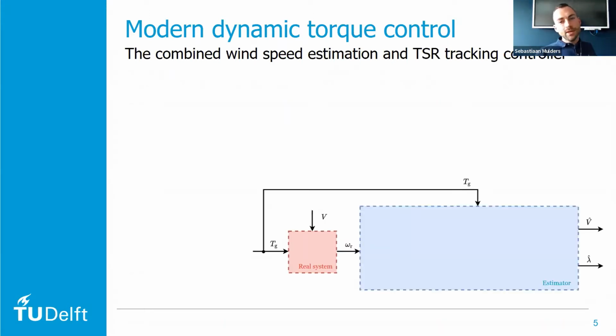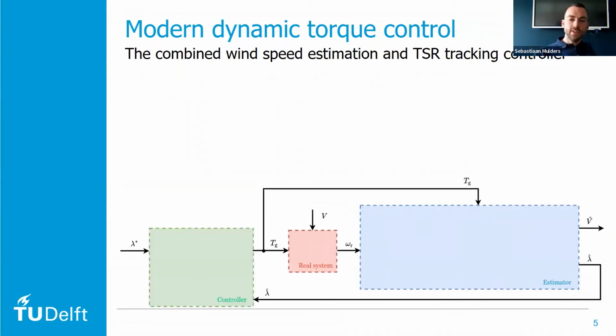Then we use the inputs and outputs of the system in an observer-like estimator. So this is our estimator, which makes an estimate of our effective wind speed that our wind turbine is subjected to. And using this wind speed estimate, we can also compute the tip speed ratio estimate. This tip speed ratio estimate is, of course, fed to our controller. We have a lambda star, which is the set point for our controller, and we want to track that set point as well as possible.